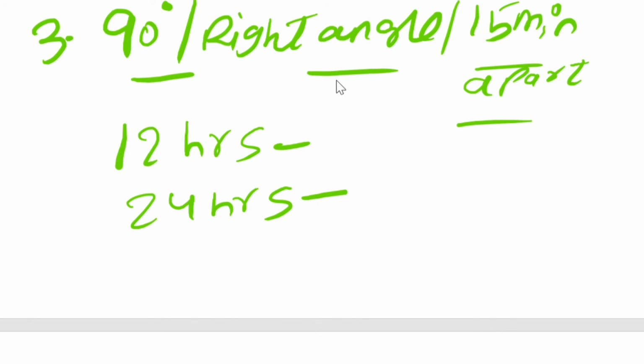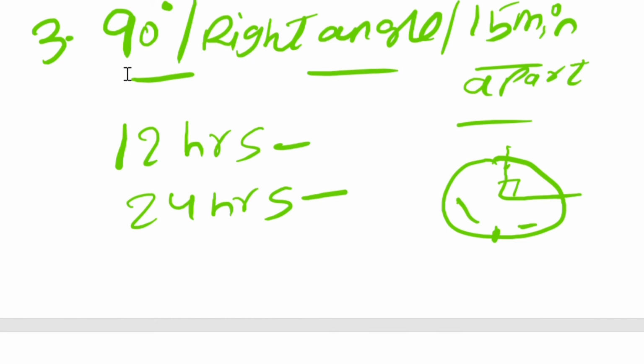If you observe carefully your own clock at home, in every hour they will form a right angle two times. One is before 6, and one is after 6. So for every hour, how many times do the minute hand and hour hand form a right angle? Every hour they will form it two times, one before 6 and one after 6.